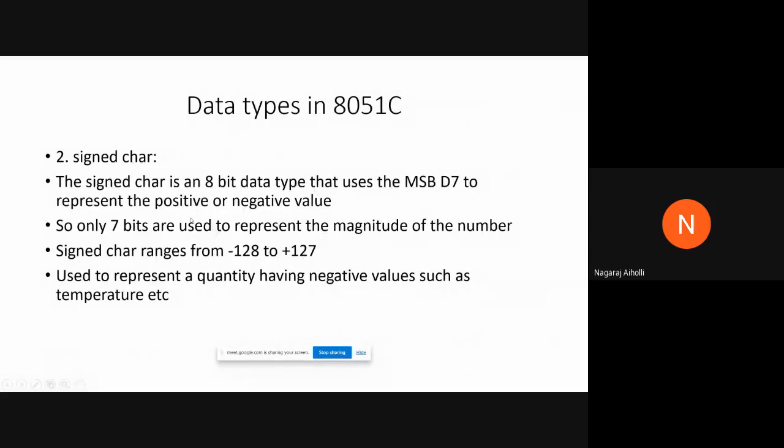Now, what are the applications of the signed character? Sometimes you need to define negative temperature values. There is a possibility that the temperature value will be negative; in some cities the temperature goes negative. To represent such negative temperature values, the signed character data type is used.